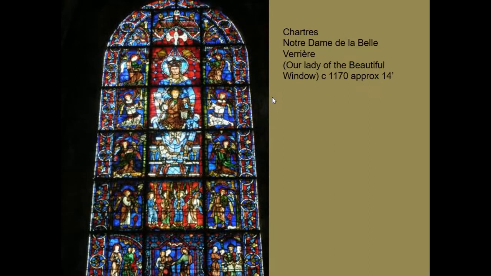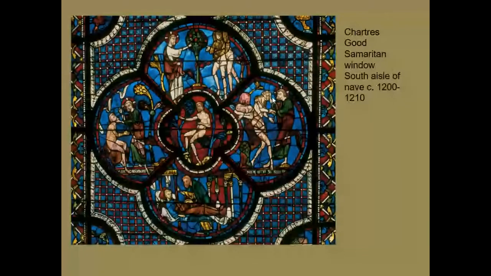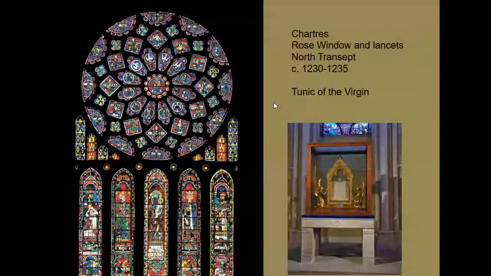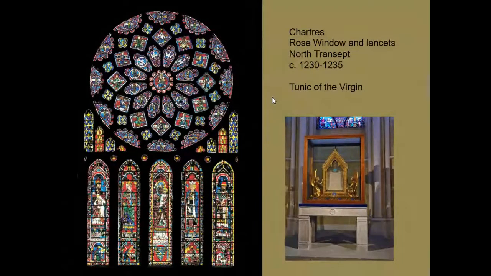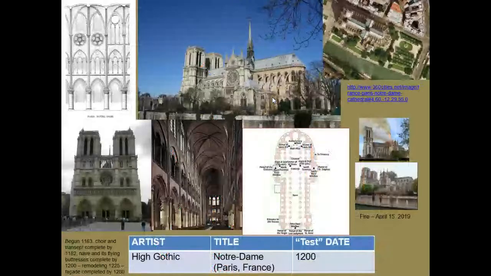Chartres Cathedral, Notre Dame de Chartres. This is the Notre Dame de la Belle Verrière. This woman of the beautiful window. So this is an early Gothic window. And these are the high Gothic windows. This is the Good Samaritan window. Much more detail in the body as well, even in stained glass. There's the tunic of the Virgin at the far right. Rose window from the north transept. So again, these are the ones from the more deeply recessed entrances.